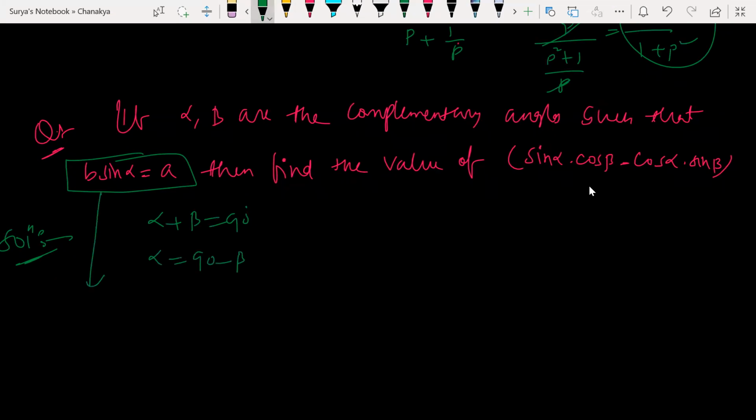So let us substitute here, in the required part. And beta is equal to what here? 90 minus alpha. By the way, anything we can take, sir. We need beta and alpha both here.